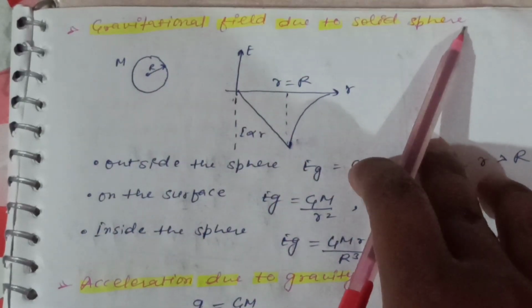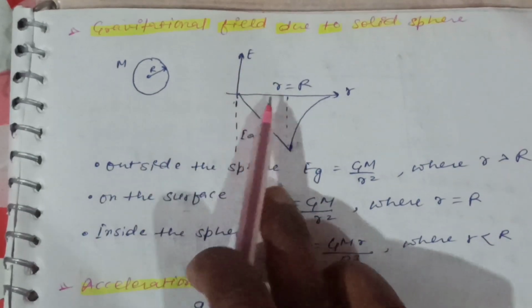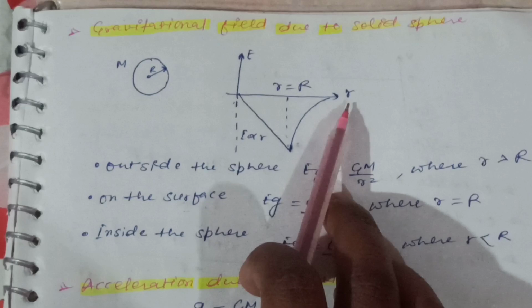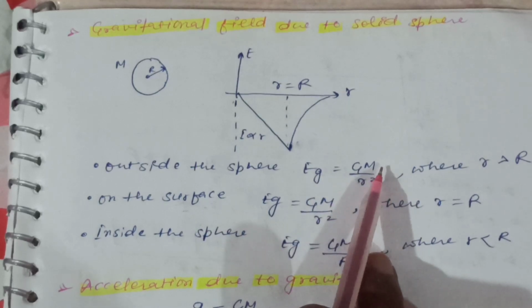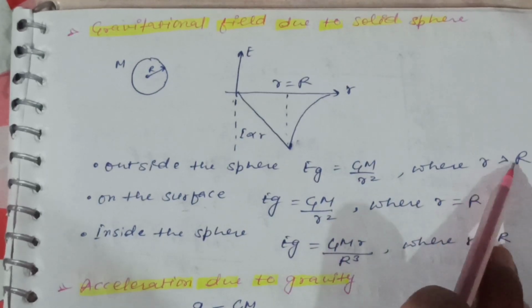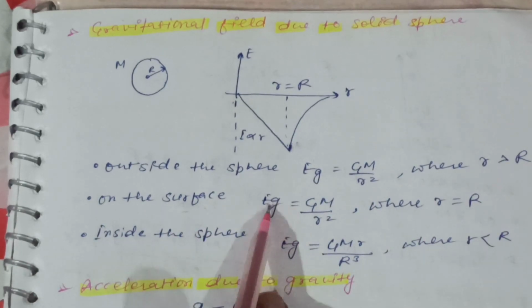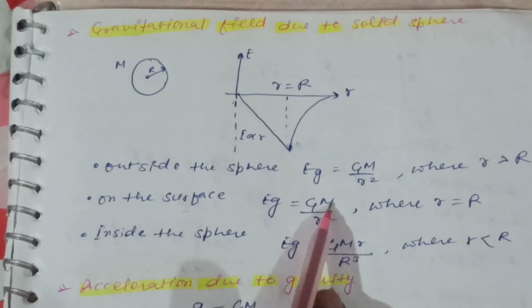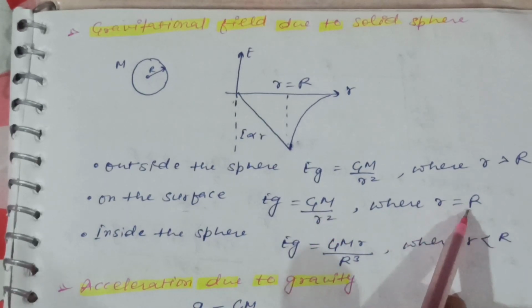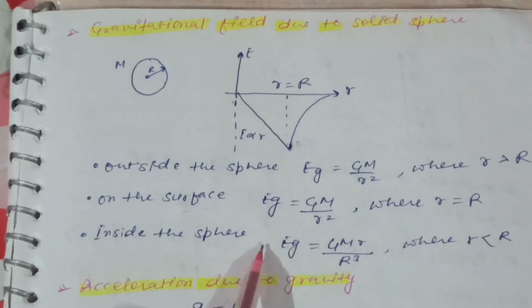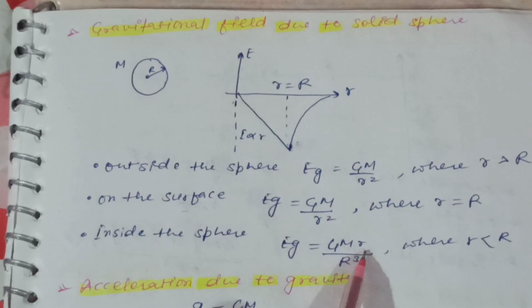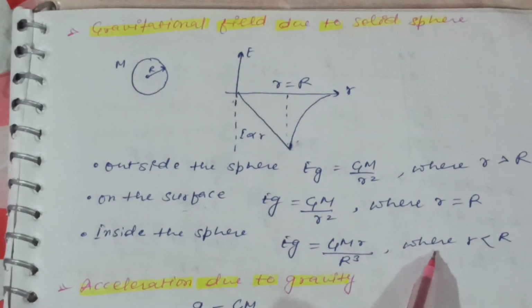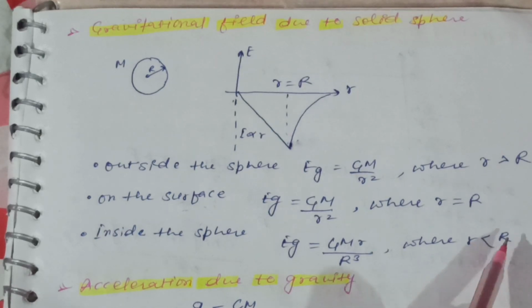Gravitational field due to a solid sphere. Outside the sphere, Eg is proportional to 1/r²: Eg = GM/r², where r is greater than R. On the surface, Eg = GM/R², where r is equal to R. Inside the sphere, Eg = GMr/R³, where R is greater than r.